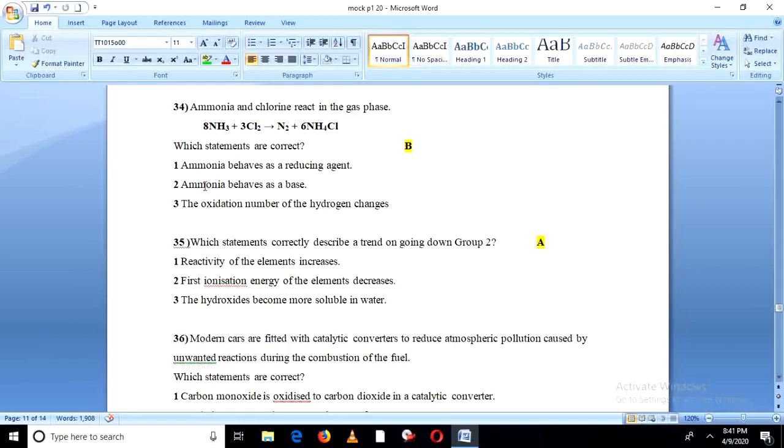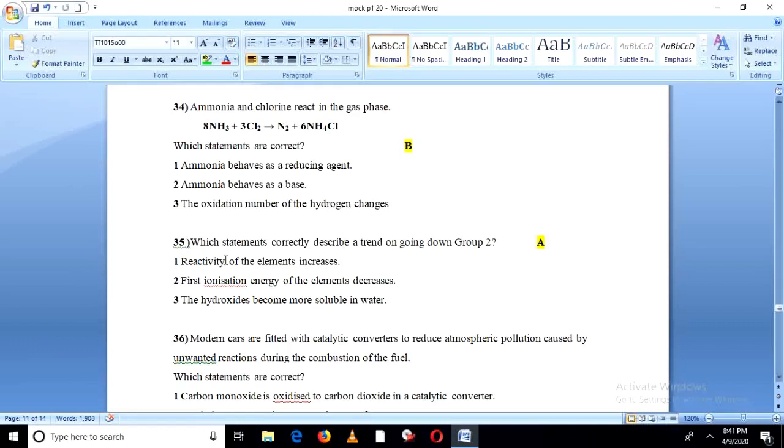For the second statement, ammonia behaves as a base. It always behaves as a base, you know that, so the second statement is also correct. The third statement was that the oxidation number of hydrogen changes. On the left, the oxidation number of hydrogen is 1 positive. On the right, it is also 1 positive. You can calculate it and see that the third statement is not right. So we are only left with options 1 and 2 that are correct. So our best suited answer should be B. I have highlighted the answer here for the 34th MCQ.